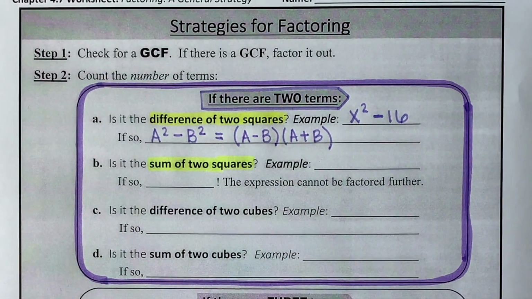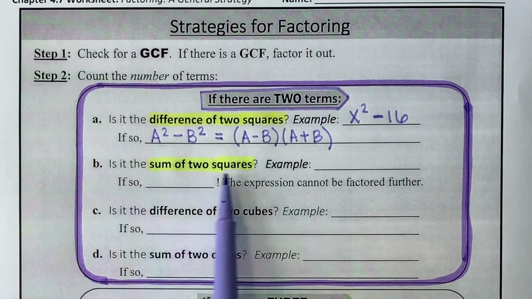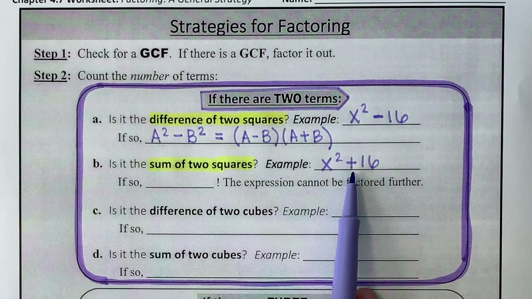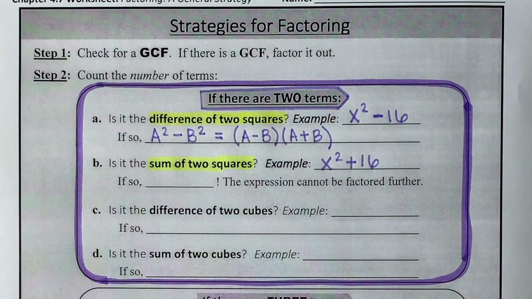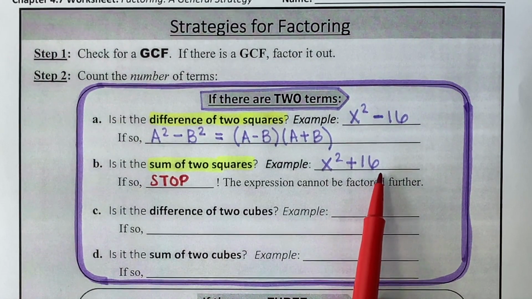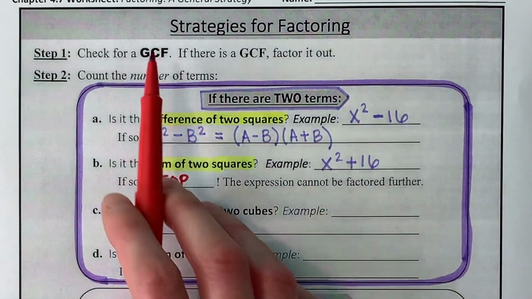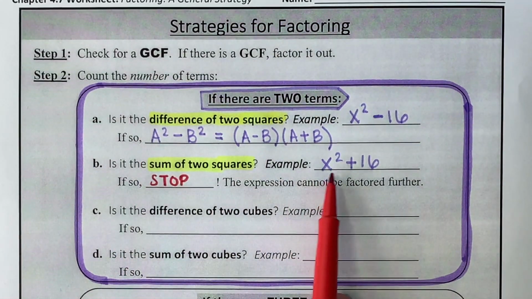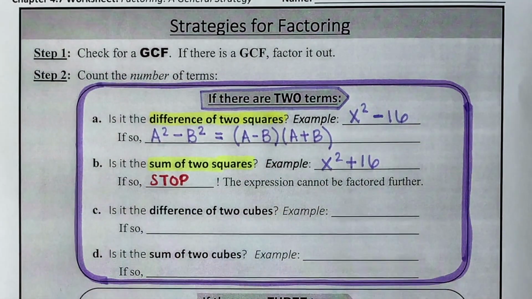Another possibility is you might have the sum of 2 squares. For example, you might have 2 perfect squares with a plus sign in the middle. If that's the case, stop, because the sum of 2 squares cannot be factored. Of course, first check for a GCF, but once you've checked for a GCF, if you're left with the sum of 2 squares, it cannot be factored.